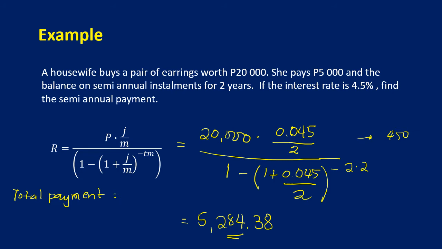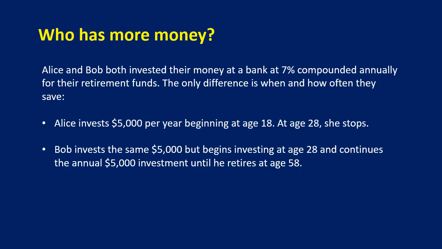5,284.38 times 4. So she paid a total of 21,137.52. So the interest that she paid was 1,137.52. Okay? Alright, so let's look at this nice problem over here.